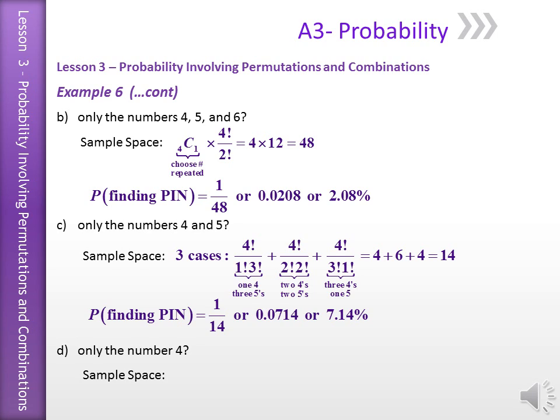Part D. If we're given that the only number is 4, well, here there's only one possibility. That would be the PIN of 4444. So the probability of finding the PIN would be 1, or 100%.